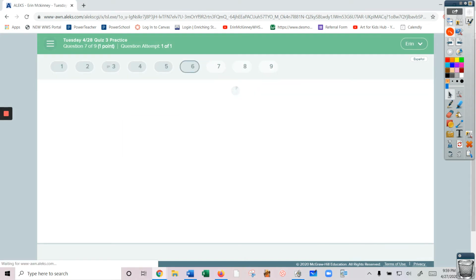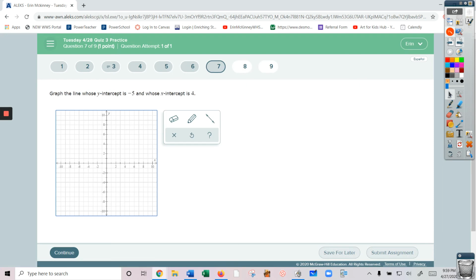So let's take a look at number 7. Number 7 is asking us to graph once we've already found those. So let's say we found that our y-intercept is negative 5 and our x-intercept is 4. Remember, intercepts are things that we put on the x and y axis. This even has those labeled for us. It's telling us what the x and y are.